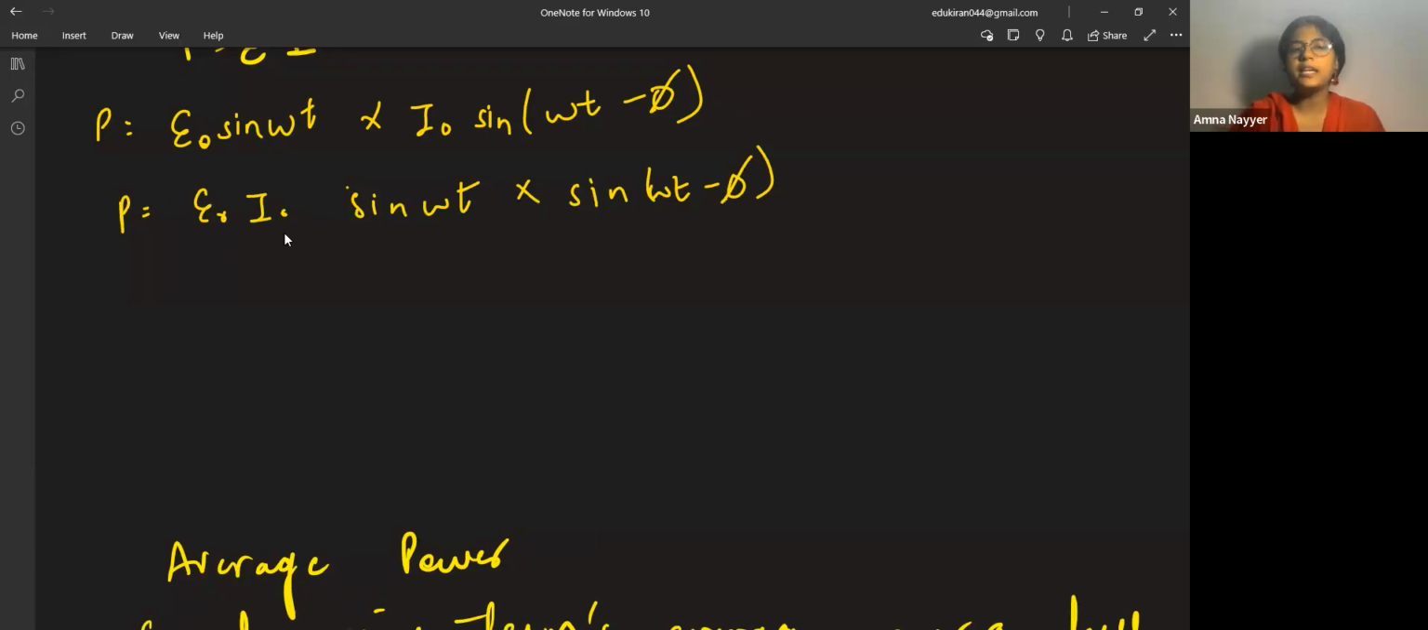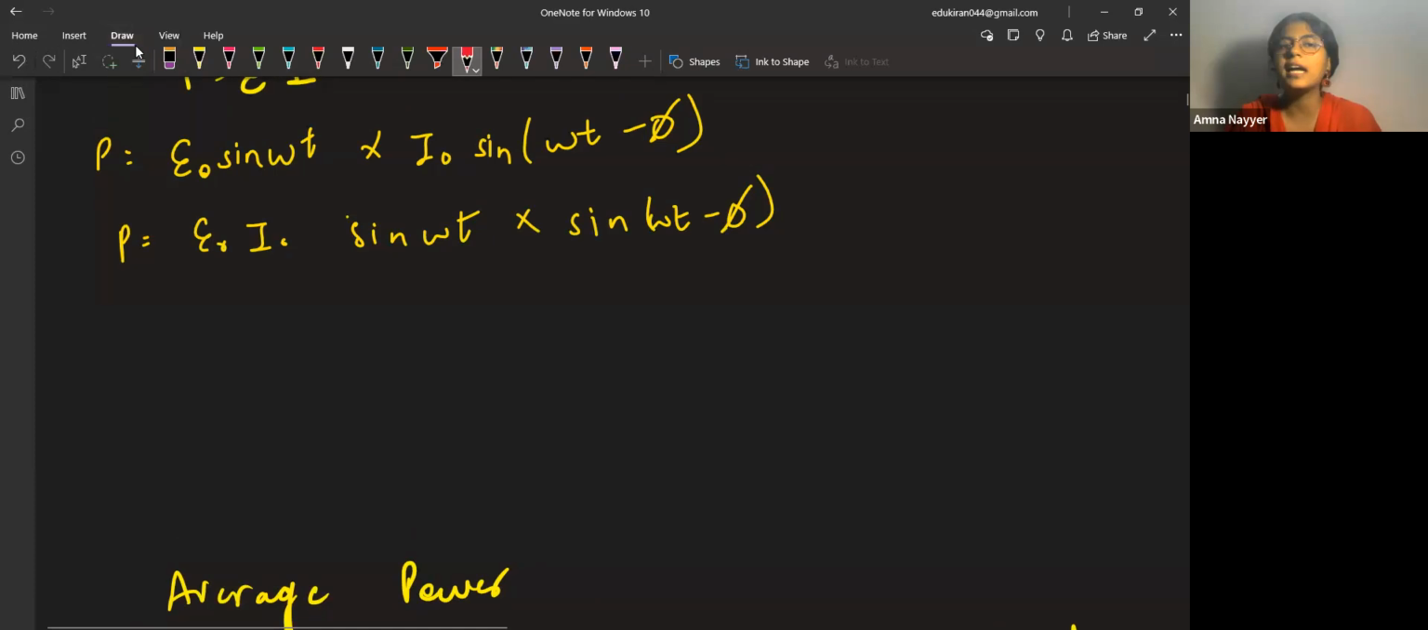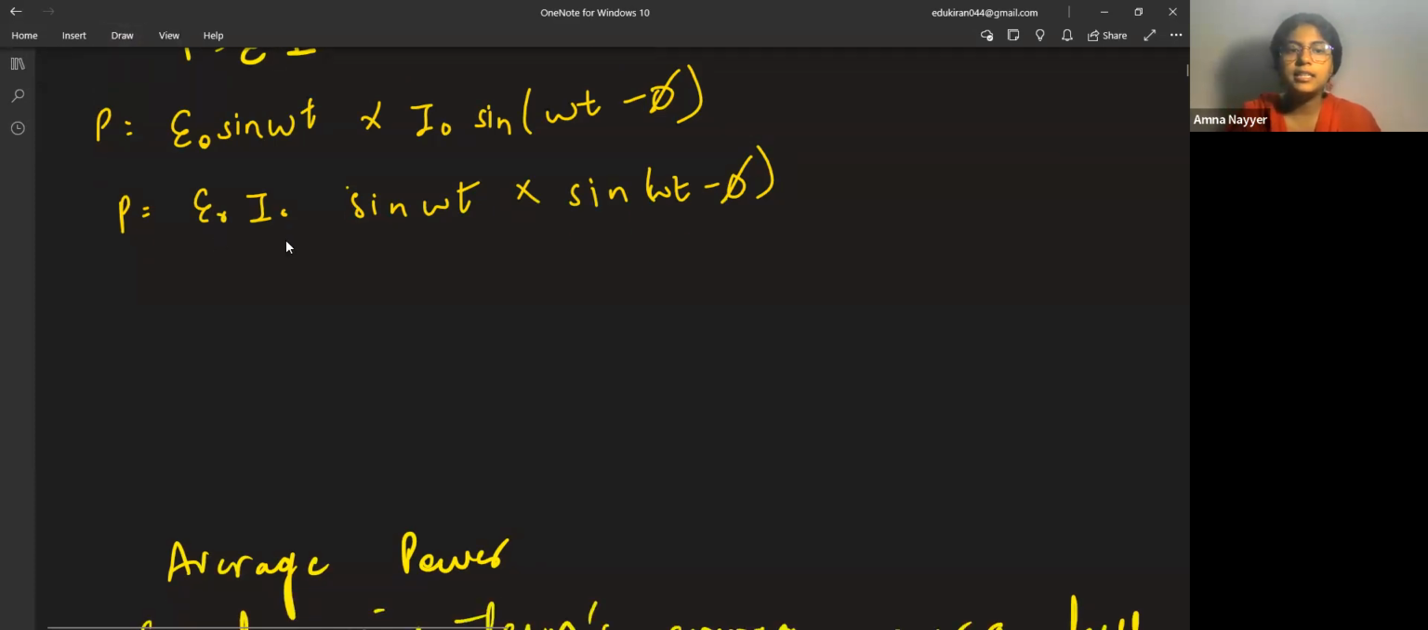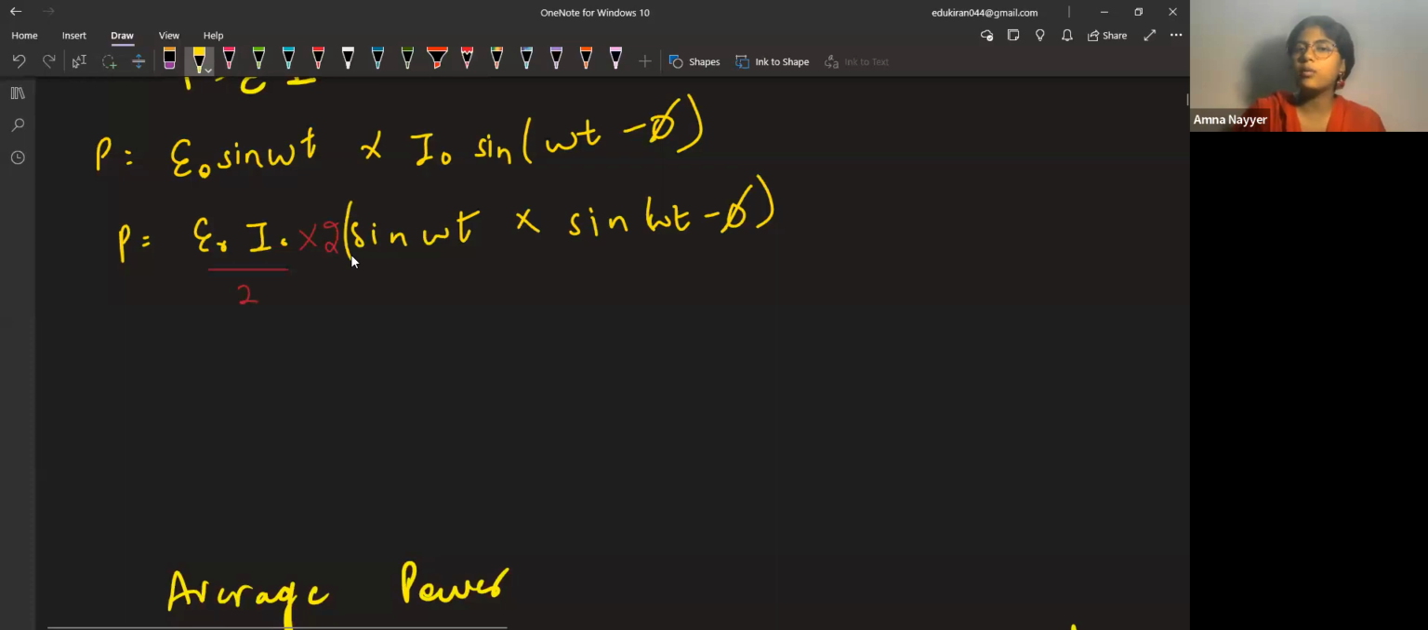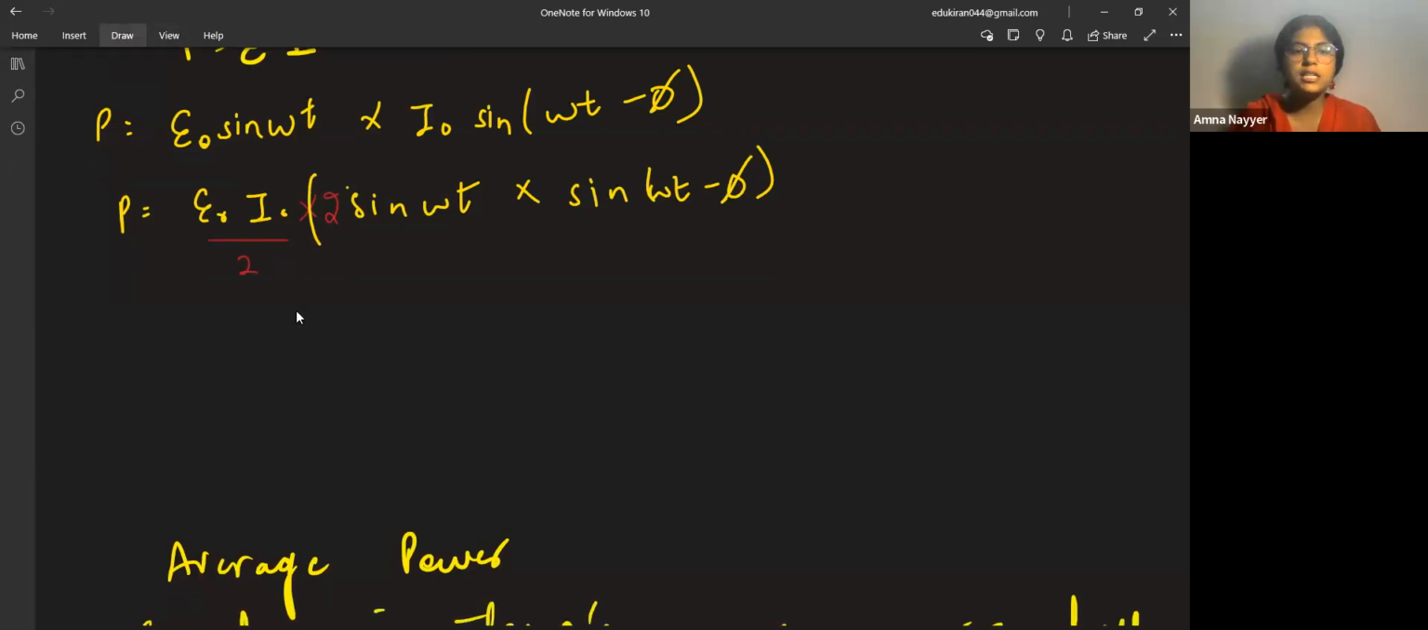Now, if I multiply and divide this by 2, this won't make a difference. This is what we had, and now I'm just multiplying by 2 up and down. Why am I doing this? Because there is an identity: 2 sine A into sine B. Can you see? A is omega t, multiplied by sine B, where B is omega t minus phi.